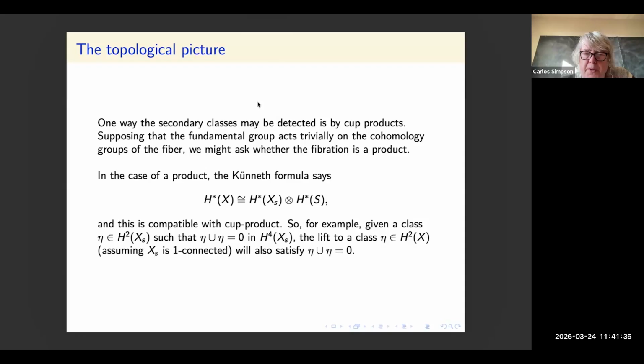So let's suppose that the fundamental group has trivial monodromy, so it's acting trivially on the cohomology. We could ask, is this fibration going to be a product or not? If the fibration were a product, so if X was of the form X_S cross S, then the Künneth formula would tell us that the cohomology of X would be the cohomology of X_S tensor with the cohomology of S, and that would be compatible with cup product. So it means that if you had a class in H2 of the base of the fiber, whose cup product was 0 in H4 of the fiber, then you could lift it to a class in H2 of the total space, which would also satisfy eta cup eta equals 0.